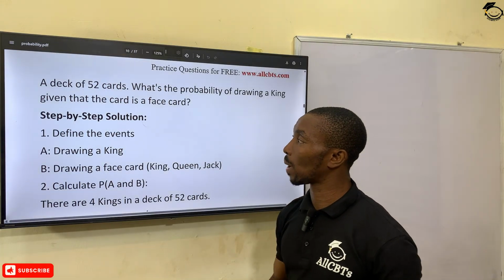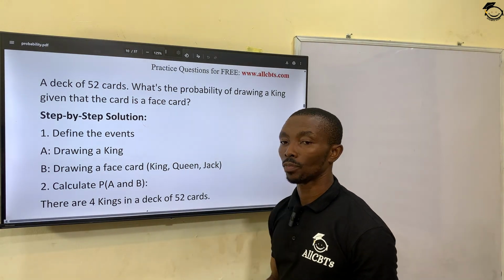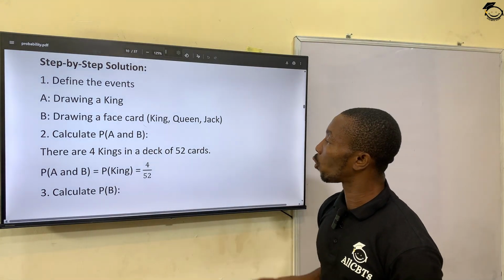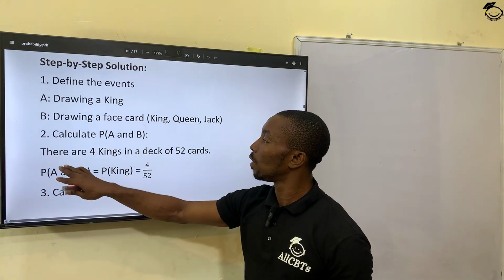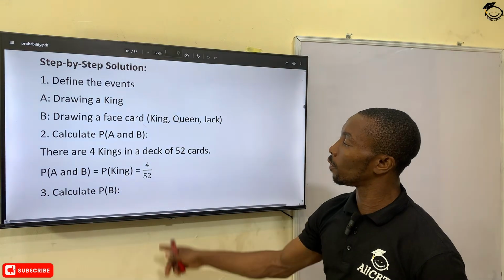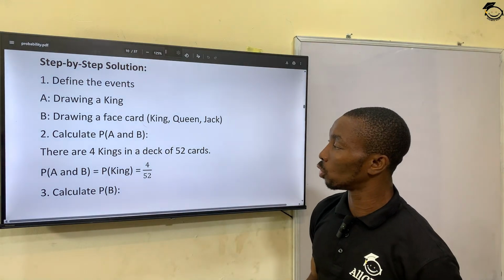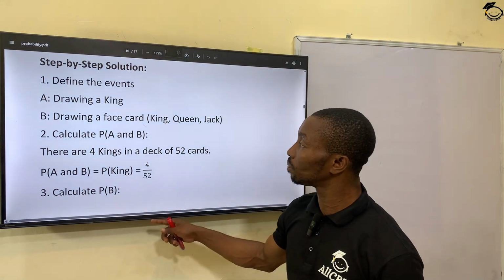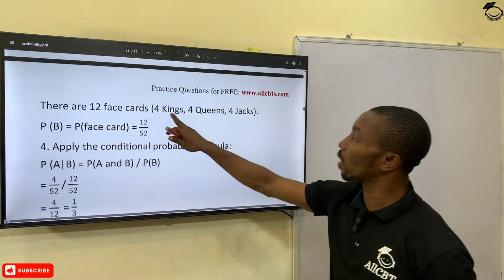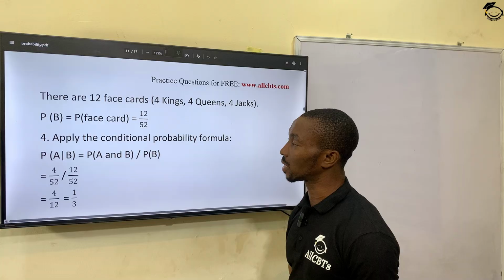Now, we know that in a pack of cards, there are 4 kings in a deck of 52 cards, and we have 4 queens and 4 jacks. So the probability of picking a king will be 4 over 52. Now, let's calculate also the probability of our event B of drawing a face card. Since we have 4 kings, 4 queens, and 4 jacks, the probability of getting a face card will be 12 over 52.